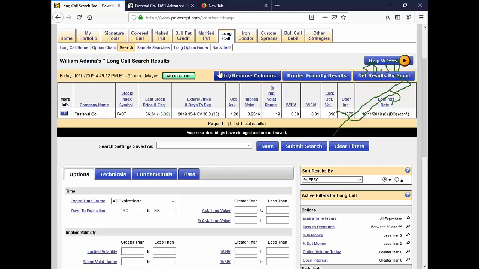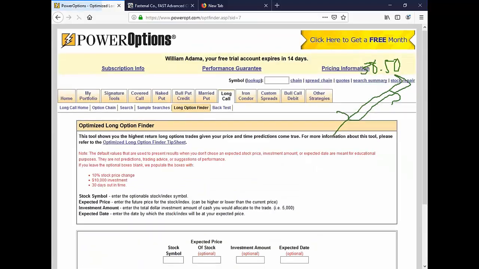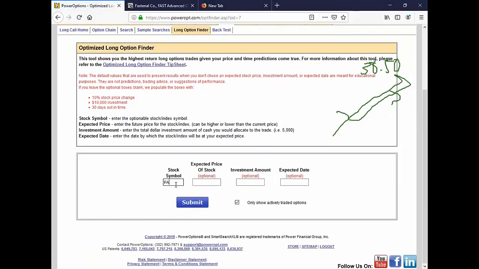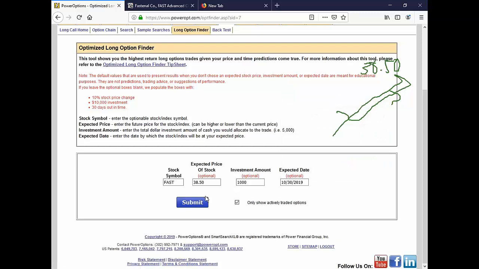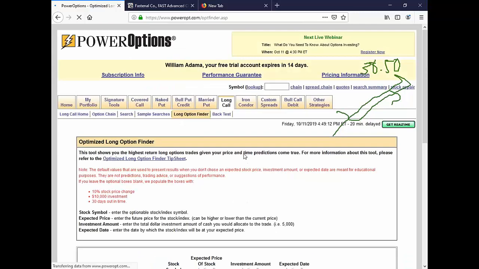What I would do at this point is, under long call, I'd go to the long option finder. This tool is going to allow me to put in the stock, my expected price, $38.50, how much I'd invest, so let's say $1,000, why not, buy $1,000 worth of calls, and the expected date 15 days away, let's say on or around the 25th or the 28th. Yeah, let's go further. Let's go out to the 30th, October 30th, with this increase, and it's running. Let me put it up to $38.50. Okay, let's go ahead and submit that.